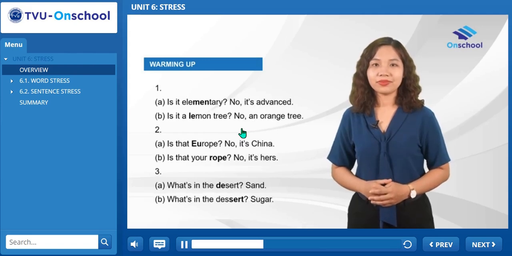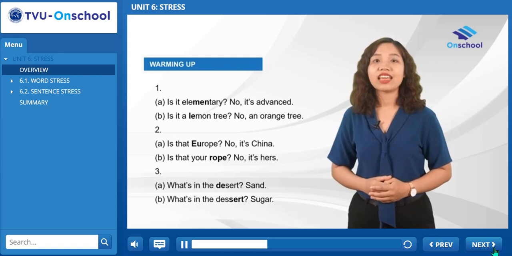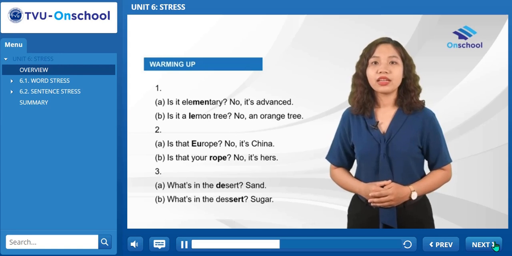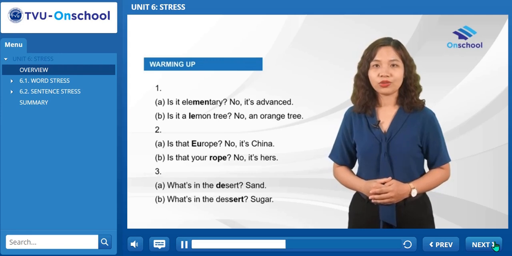Here's the answer. Number 1. What you're hearing is A. Is it elementary? No, it's advanced. If it's B, it should be, is it a lemon tree? No, it's an orange tree.